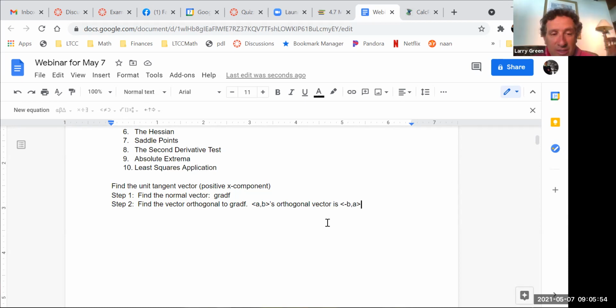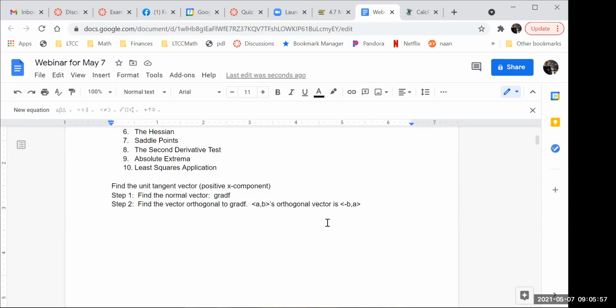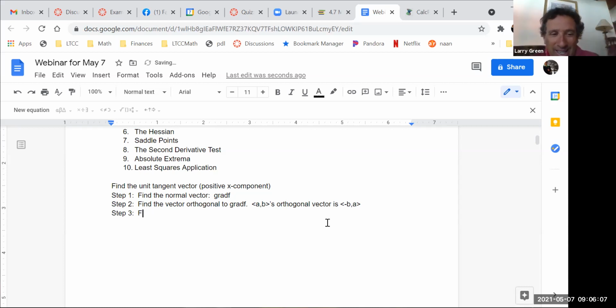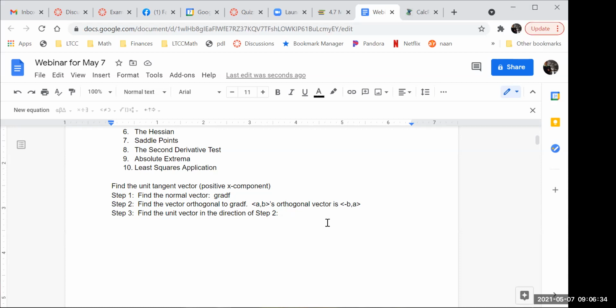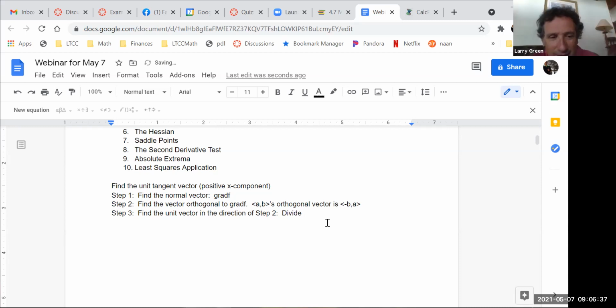Any questions on step 2? Yeah, that's definitely what was tripping me up, because finding a unit vector from that point is trivial, really. So step 3, there's 4 steps actually. Find the unit vector in the direction of step 2. And how do you do that? How do you find a unit vector in that direction? You divide your vector by its magnitude. Divide step 2 by its magnitude.